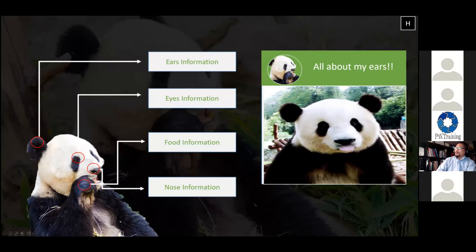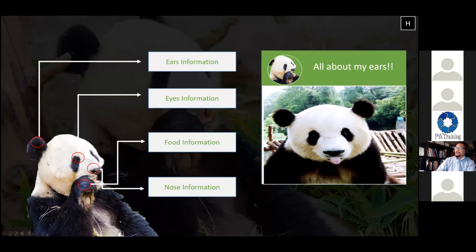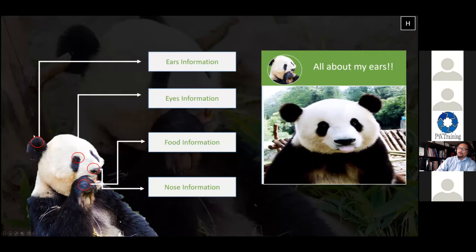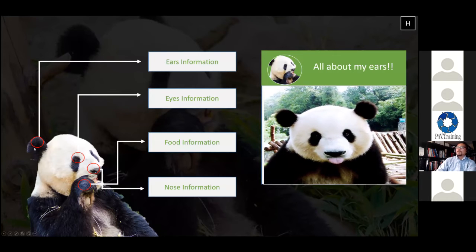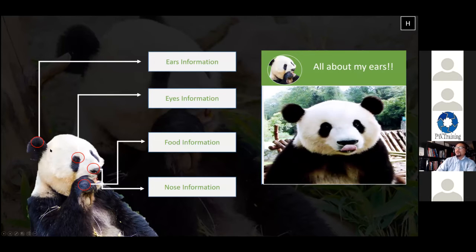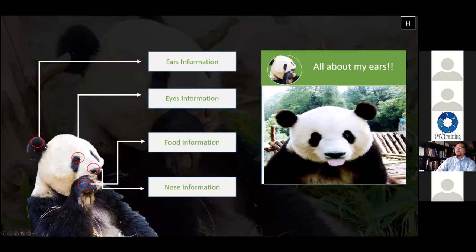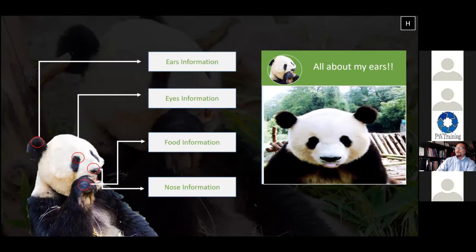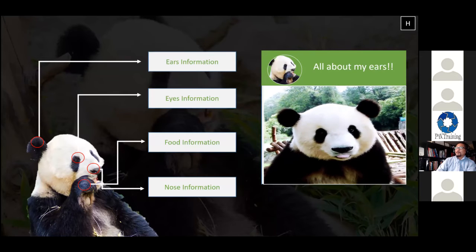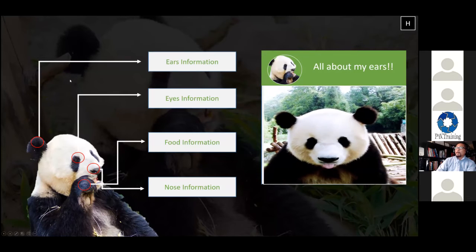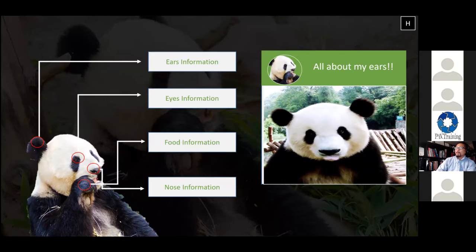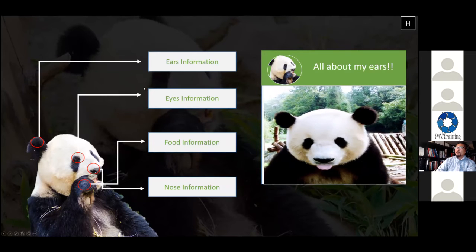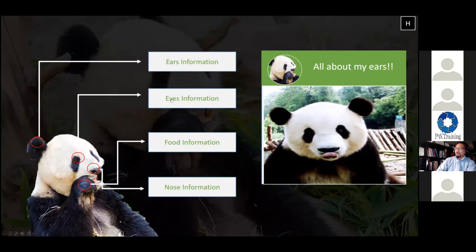So you can put videos here while you're trying to point out parts, let's say, of an animal, of an object, of a place. Pueden usar flechas usando las partes del animal, por ejemplo, lo que dice información de las orejas, información de los ojos, información de la comida, información de la nariz y usando la figura del oso panda.